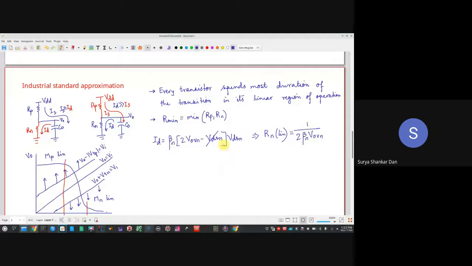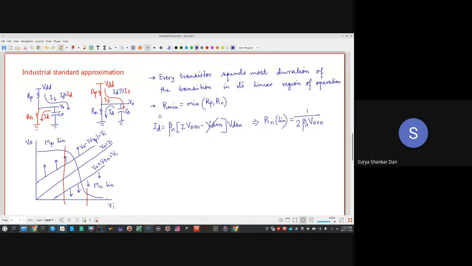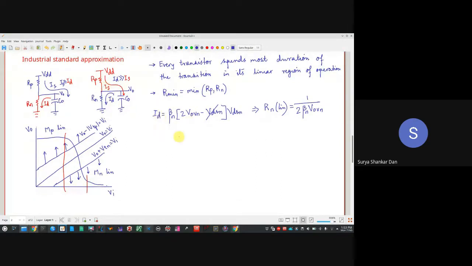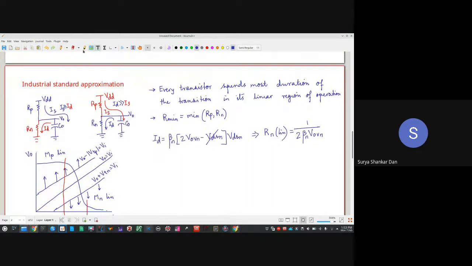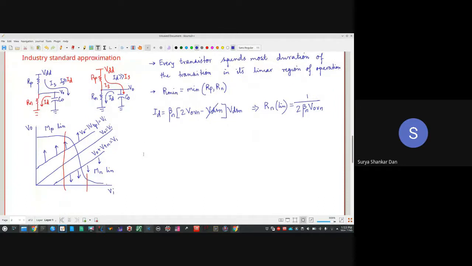Okay, everyone. So this is the resistance which is being seen by the capacitor, whether it is rise time or fall time. So once we know this, what is the industry standard approximation? That anyway one of the two transistors. So what is the logical thinking out here?